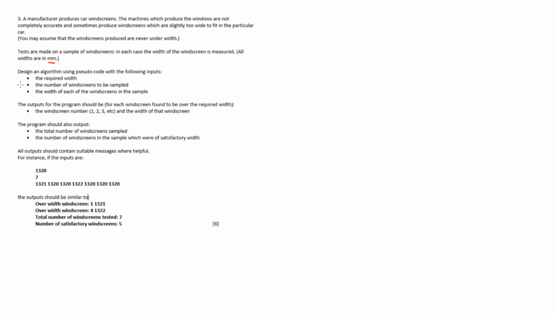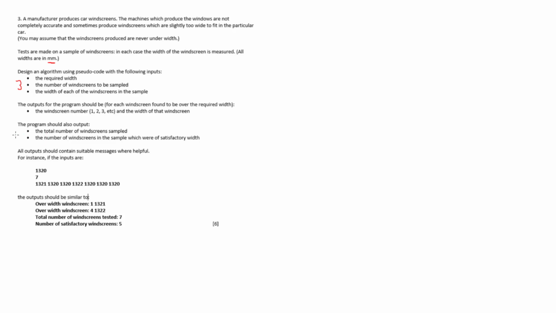Design an algorithm using pseudocode with the following inputs. So I've got 3 inputs again. The required width, the number of windscreens to be sampled, the width of each of the windscreens in the sample, and the outputs for the program should be for each windscreen found to be over the required width, the windscreen number, so that's 1, 2 or 3, etc., with the width of that windscreen.